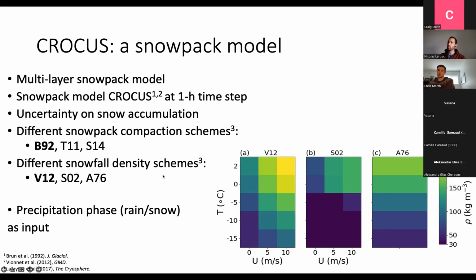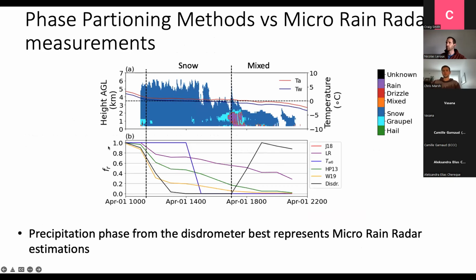And also in the model, what we're using is the precipitation phase, so either snow or rain, as an input, and that is part of the study, using the PPMs to look at the uncertainty in snow accumulation. What I've put in bold, B92 and P12, are the default schemes in the model. So if I'm not mentioning an uncertainty on the compaction or density schemes, we're using those two models.